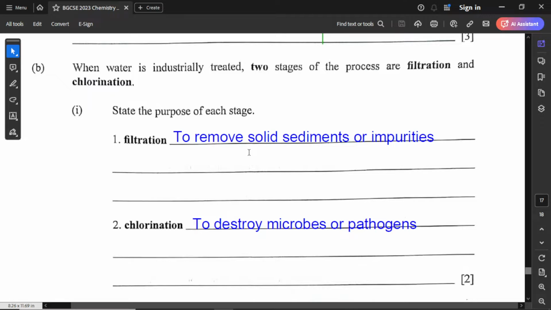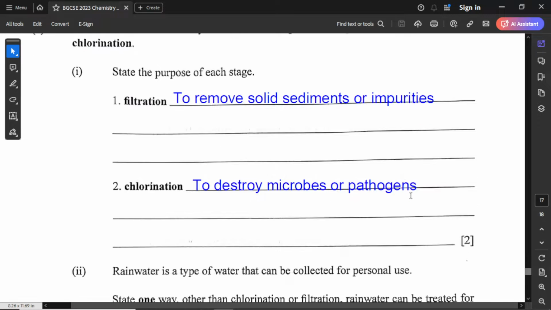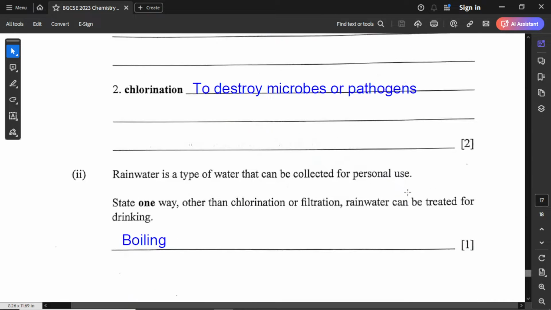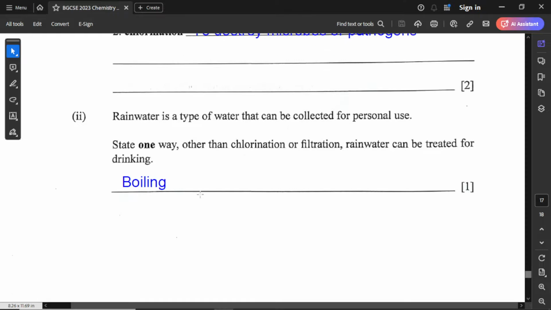For filtration, you want to remove the solid sediments or impurities, and for chlorination, you want to destroy the microbes or pathogens. For part 2, it says rainwater is a type of water that can be collected for personal use. State one way, other than chlorination or filtration, that rainwater can be treated for drinking, and that is simply boiling the water.